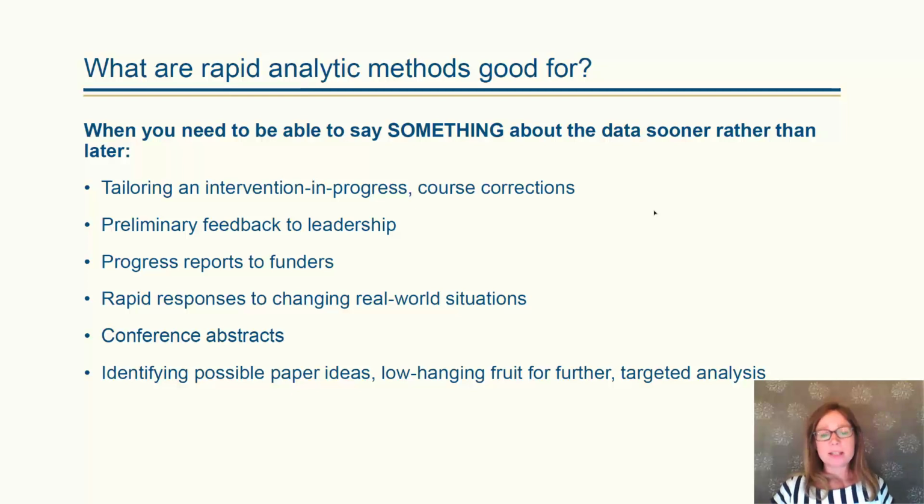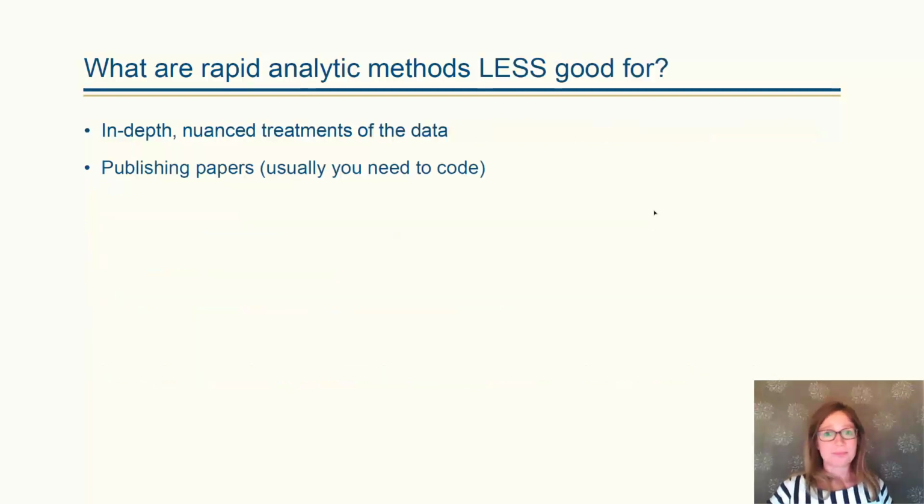So for example, what is that low-hanging fruit that you want to use for further targeted analysis? This will help show you that. All right, so then, what are rapid analytic methods less good for? They're not as good for the in-depth, nuanced treatments of the data. We're not really going to be going in that far. We don't have that much time to go there.